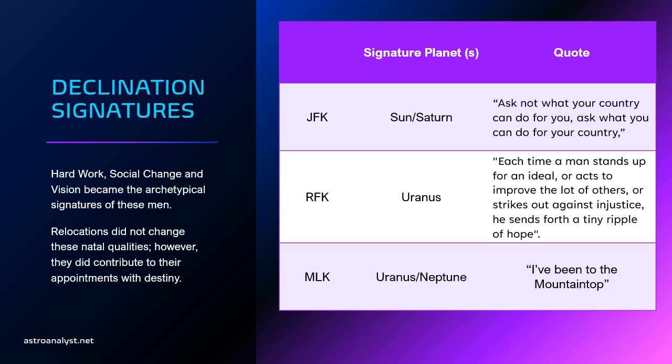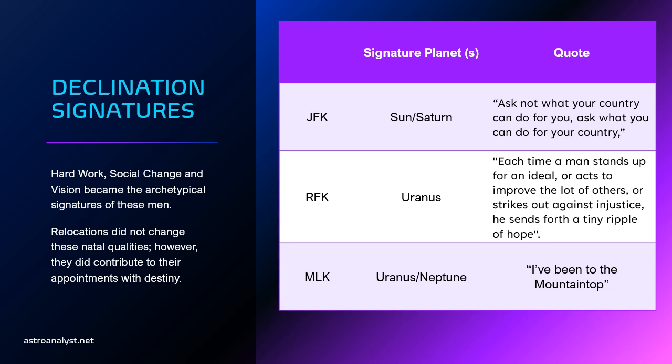And he made a speech in South Africa during apartheid, which was actually pretty relevant to what was going on in America. And it was called the Tiny Ripple of Hope speech. And it's much, much longer than I can talk about here. You can find it on YouTube. And he said, each time a man stands up for an ideal, or acts to improve the lot of others, or strikes out against injustice, he sends forth a tiny ripple of hope. And he uses a pond where you throw the stone in as an analogy of this.